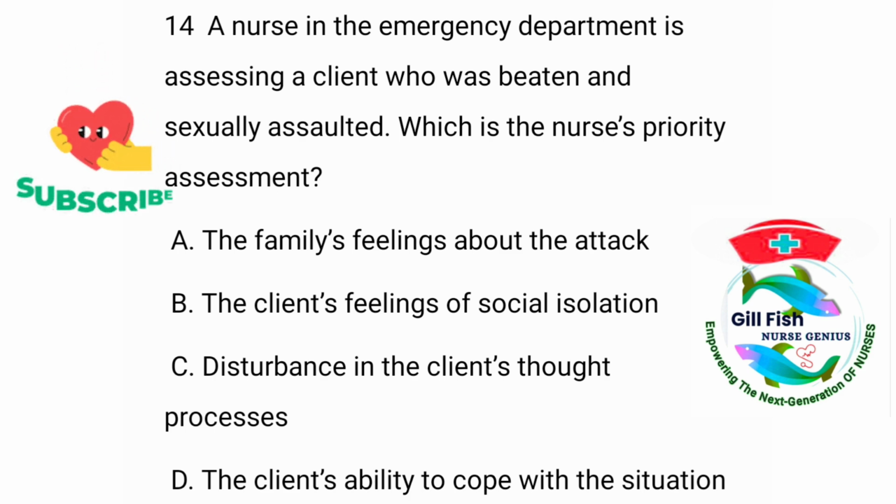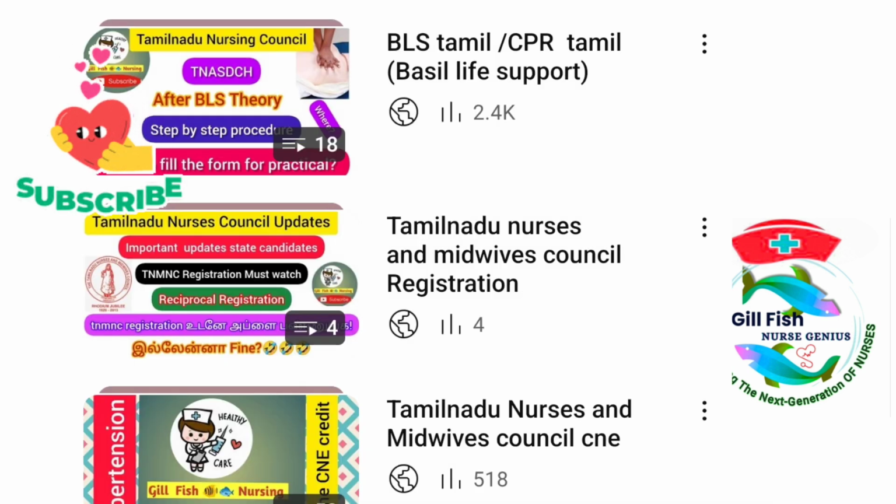Actually, the patient was sexually assaulted and also beaten. So what is the priority? You have to help the patient cope with the situation. So the answer is D. Option D is the correct answer. We have to help the patient cope. Ineffective coping is a nursing diagnosis. Okay, next question.